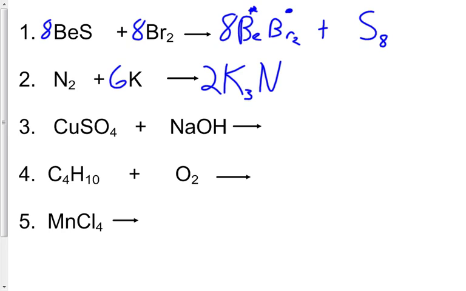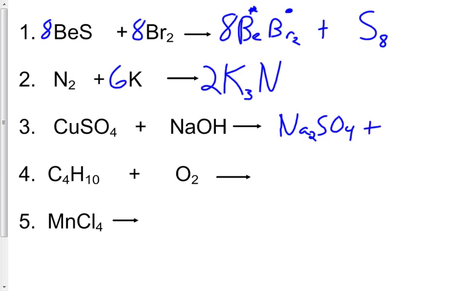For number 3, I have a double replacement reaction between 2 ionic compounds, both containing polyatomic ions. So, in a double replacement reaction, we swap metals. Na, its new partner, is going to be SO4, and that is going to be Na2SO4. 1 mark for that.